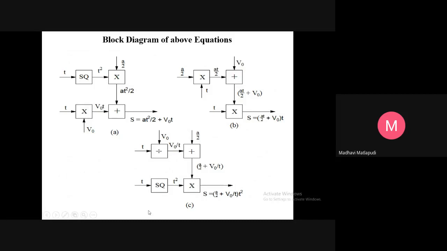So likewise, we have three different block diagrams for the same output. Now, comparing these three, what we understand here is that arrangement C requires a divider, a multiplier, a squaring device, and an adding mechanism. So totally 4 blocks are required.